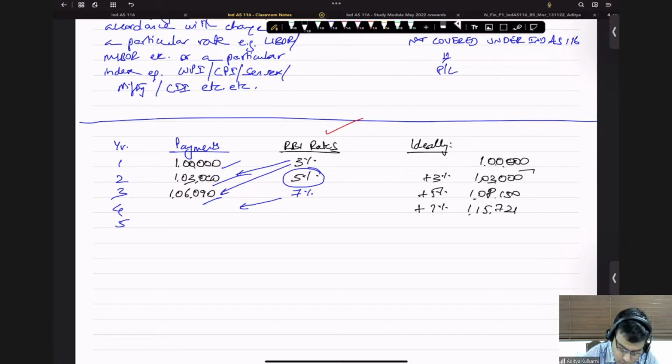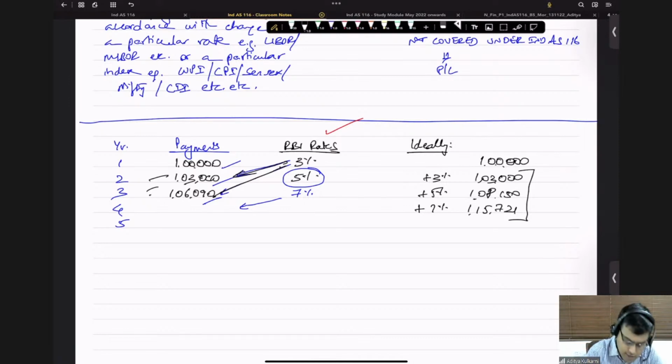Ideally, this should be my lease payments. But the contract says that the lease cash flows will change every 2 years after the first year. So the second and third year will go assuming 3% only. That means my cash flows here are not changing. They are getting calculated based on the first year RBI rate of 3%.